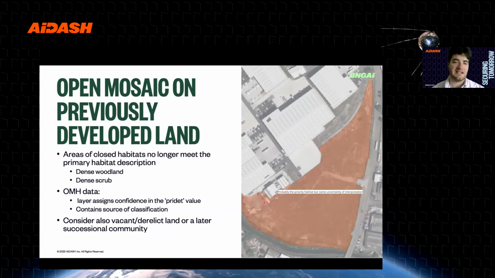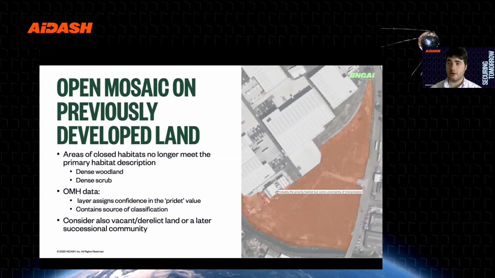And if you've got a site that says this is definitely open mosaic and across the whole extent, and that's been confirmed with a Buglife visit or a different kind of confirmatory visit, I would say you're going to have difficulty justifying not mapping open mosaic habitat across that area. But if it's just based on aerial imagery, especially when we're seeing things like this in the value, which is probably the priority habitat, but some uncertainty of interpretation, that's a good reason to be thinking about how we're going to use that data and whether we're going to be applying this habitat code.